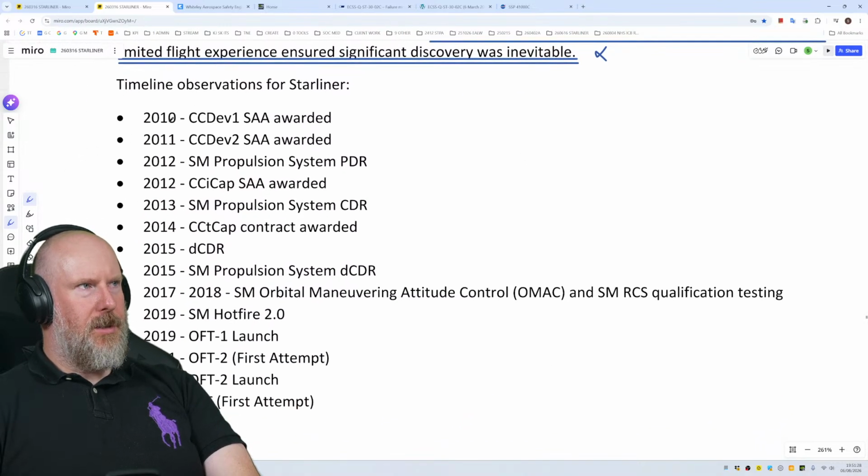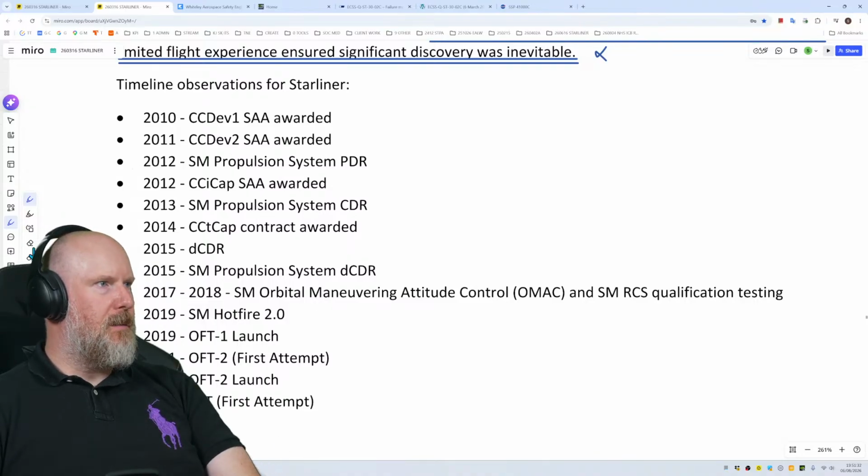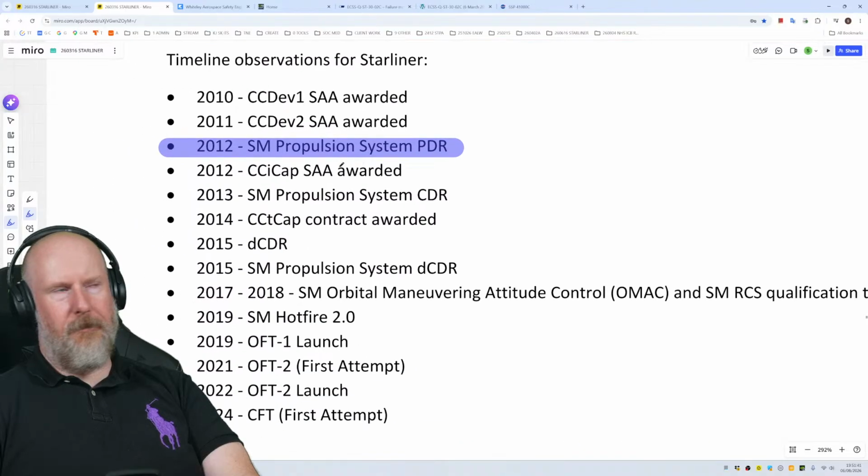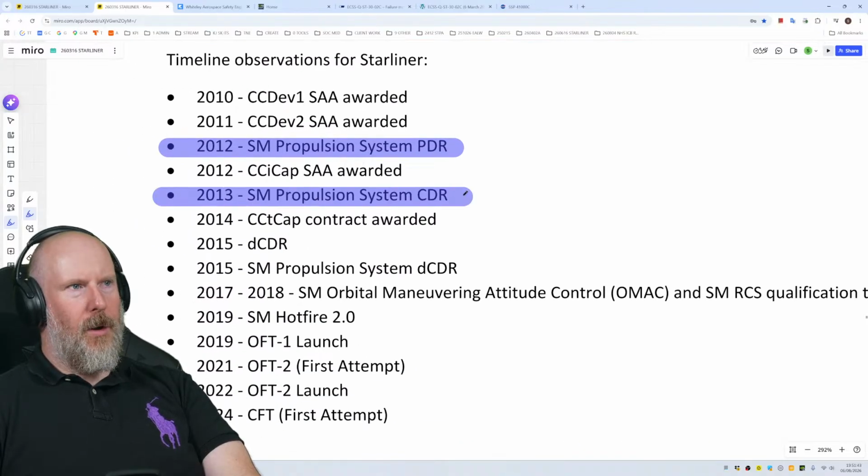Timeline for observations. So SAA awarded, SM Propulsion System, SDR. So the ones I'm interested in are this one and the safety assessments that led to that. That one.